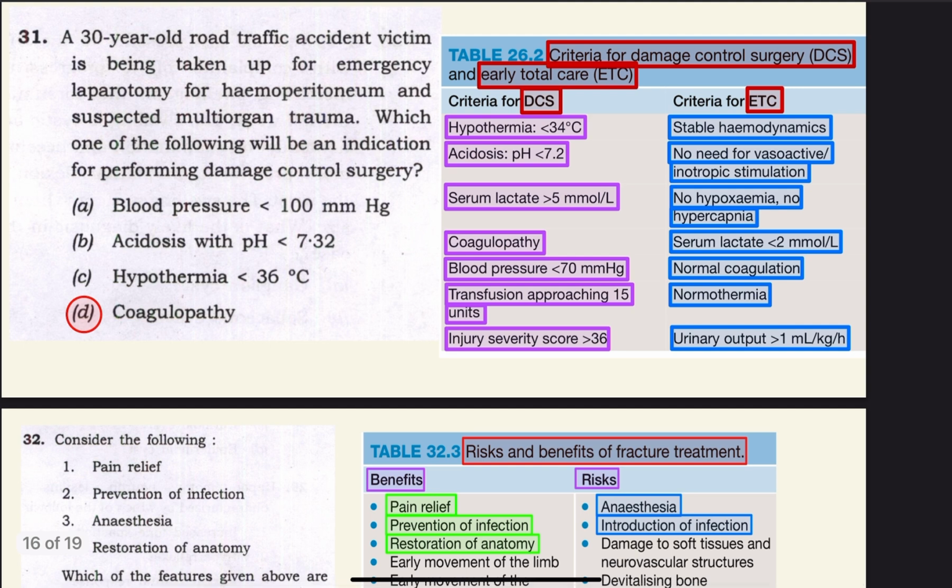Question number 31. A 30-year-old RTA victim is being taken up for emergency laparotomy for hemoperitoneum, with suspected multi-organ trauma. Which of the following will be an indication for performing damage control surgery? BP less than 100? This is also a very famous question, and you must know this topic for any examination. Damage control surgery criteria, DCS: BP should be less than 70, acidosis pH less than 7.2, not 7.3, and hypothermia is 34, not 36. Coagulopathy, yes, is the answer. This is also from Bailey's belly.